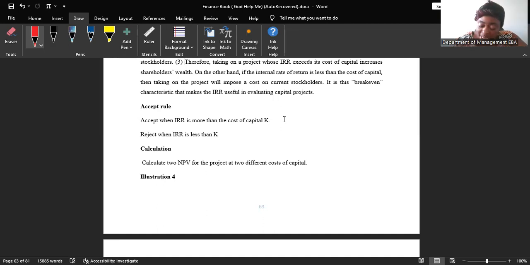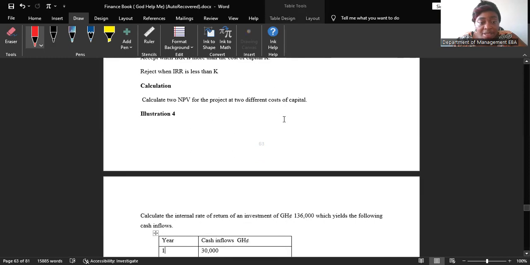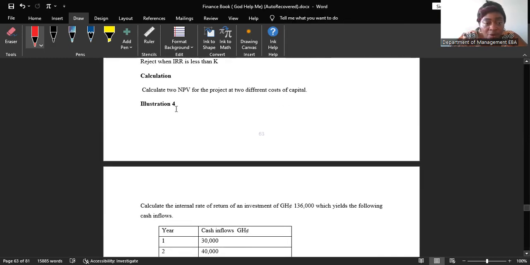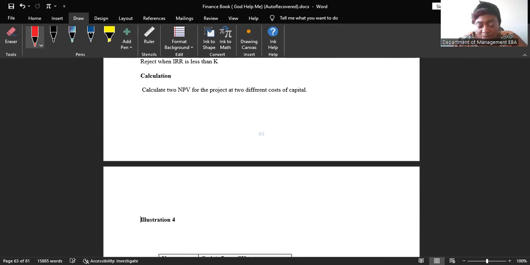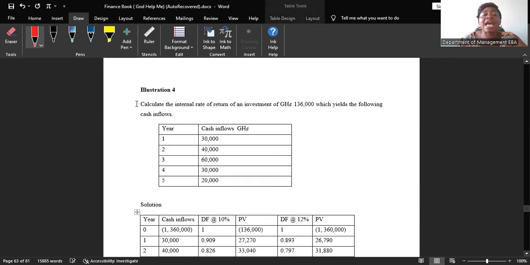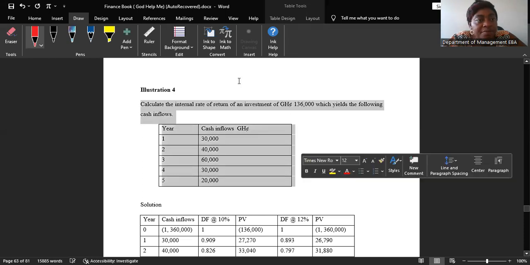So that is internal rate of return. Let's move on. That's an illustration. We can see that this is a question. It says calculate the internal rate of return.